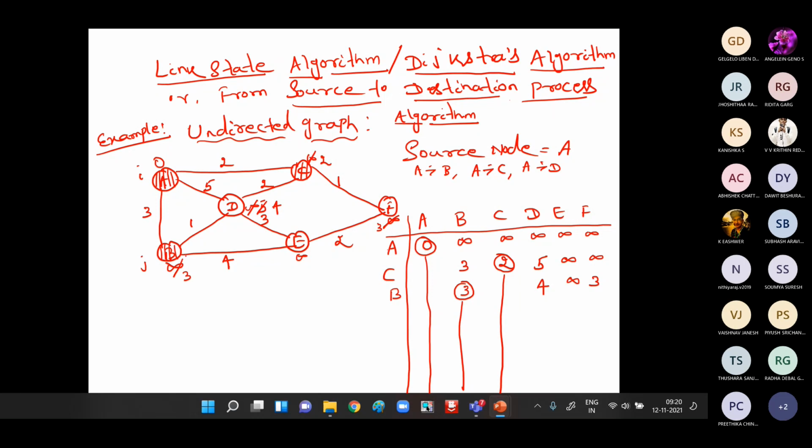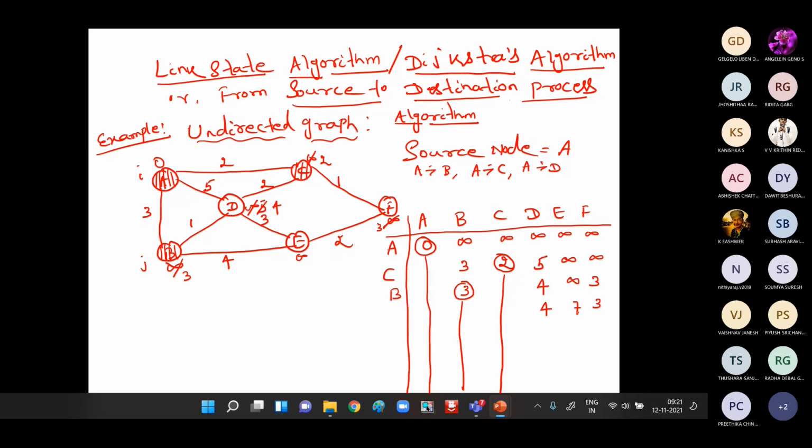B to A, B to D, B to E, it is connected. A is already visited, so we need not consider that node. Now for B to D and B to E, we have to update the information. For B to D, B's new cost is 3, 3 plus 1 is 4, so I write 4 here. Then B to E, 3 plus 4 is 7. The remaining nodes are not directly connected, so we carry the previous information. So that is for node F: F is 3 to 3.